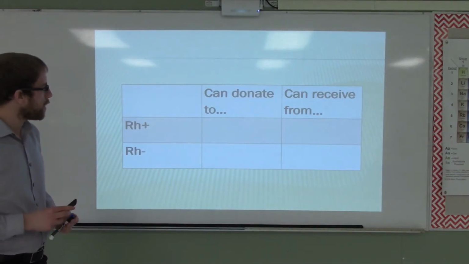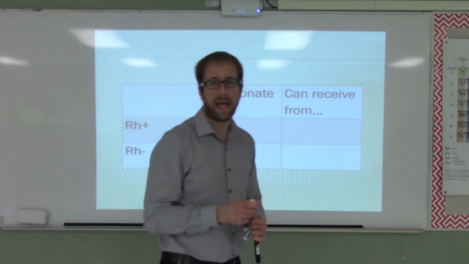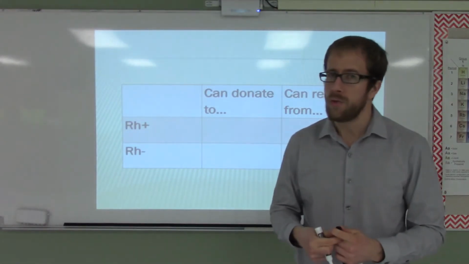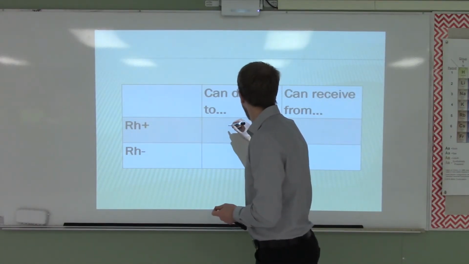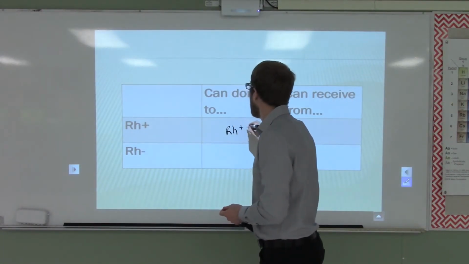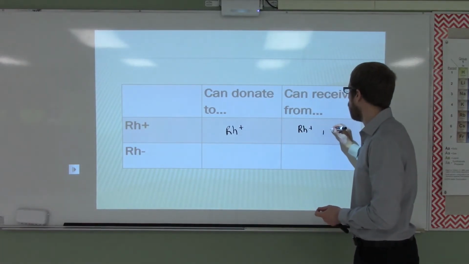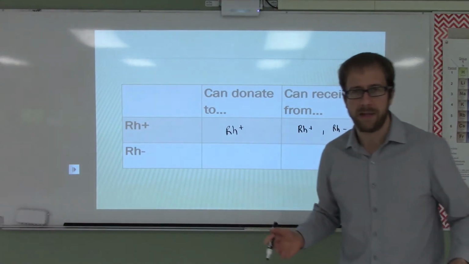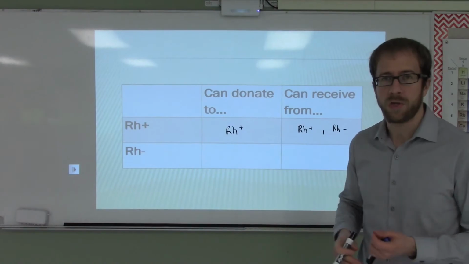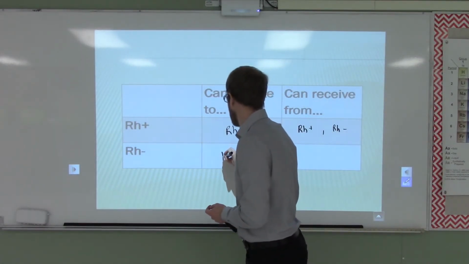So if we look at this, Rh positive individuals, you have the antigen. If you have it, you can only donate to people that also have it. So you can only donate to Rh positive, but you can receive from Rh positive or Rh negative, right? If you're Rh negative, you don't have the D antigen, therefore you can donate to those Rh positive people. If you're Rh negative, you can donate to anyone.